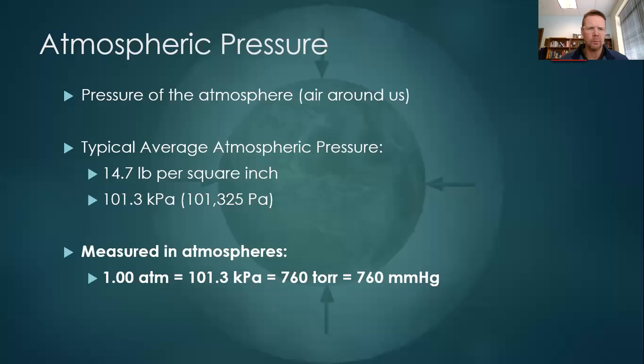The typical average atmospheric pressure is 14.7 pounds per square inch, or 101.3 kilopascals, which is equal to 101,325 pascals. So the atmosphere can be measured in a number of ways: atmospheres, pounds per square inch, kilopascals, or torr, millimeters of mercury. On the Weather Channel, you'll usually see barometric pressure measured in millimeters of mercury. Using a barometer, 760 millimeters of mercury, equal to 760 torr, equal to 101.3 kilopascals, or 1 atmosphere, which again is 14.7 pounds per square inch.